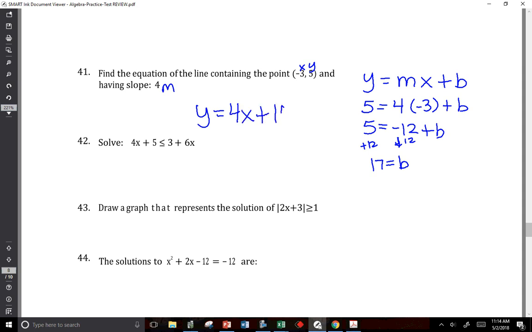Draw a graph that represents the solution of the absolute value of 2x plus 3 greater than or equal to 1. I'm good on that. Good.